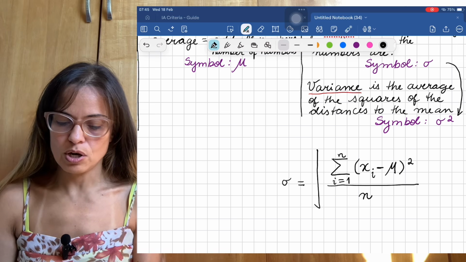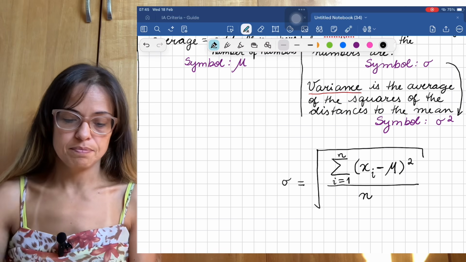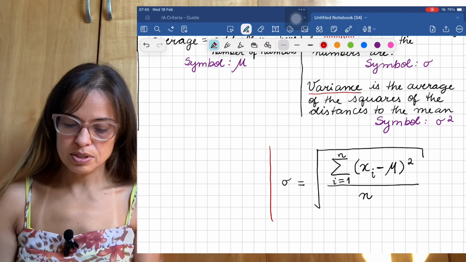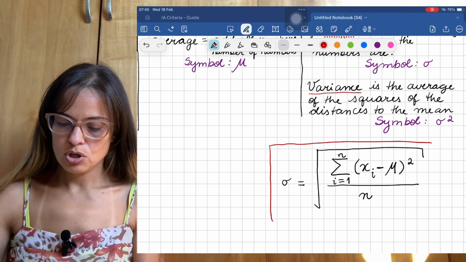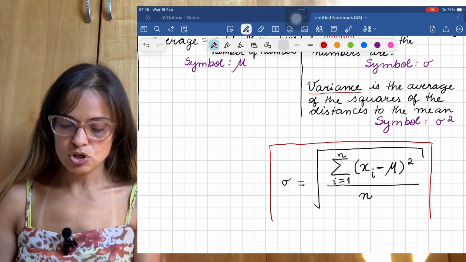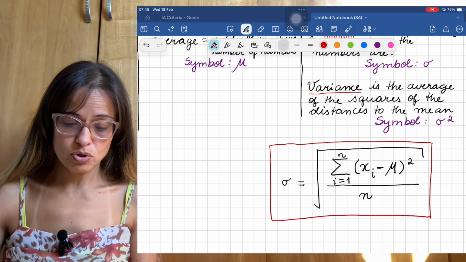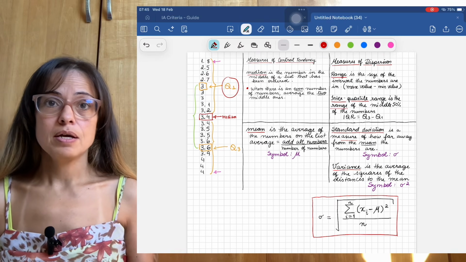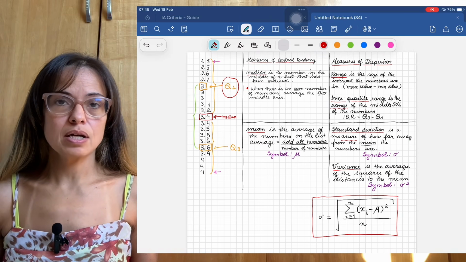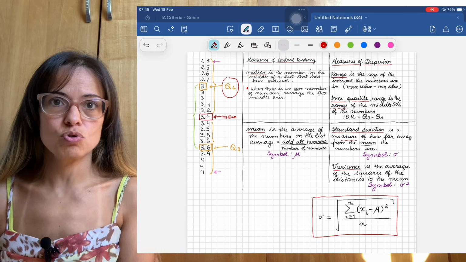It should be the square root of the variance. This is correct, okay? This is the actual calculation to find standard deviation. Again, don't focus on this, especially if you're scared of it, because this is not something that the IB is focusing on. You can just use your calculator.